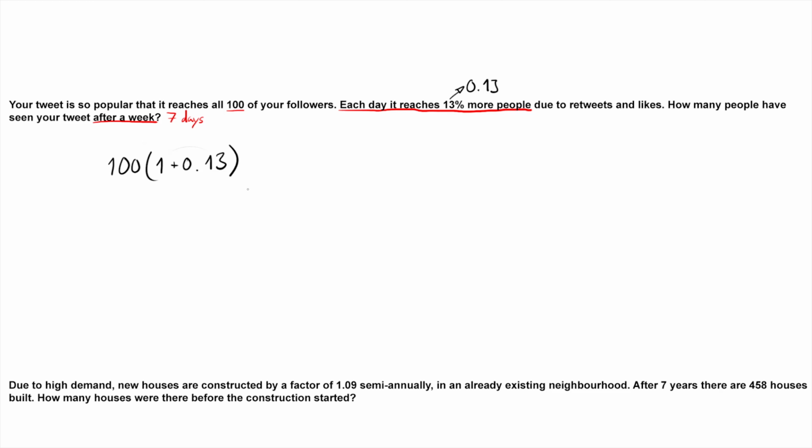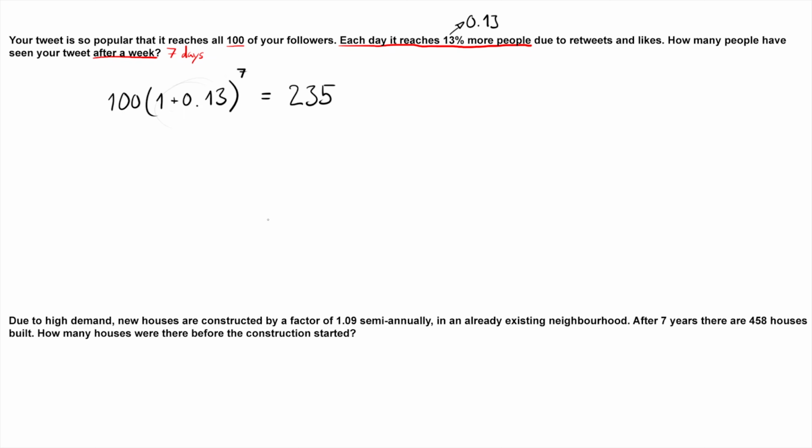And the question is asking us how many people will see our tweet after 7 days. So we put an exponent 7 here because this expression is just for 1 day. We want it for 7. Okay, and you put that into your calculator again, and you'll get around 235. So 235 people will see your tweet after a week. Again, another pretty easy problem, not necessarily too difficult.